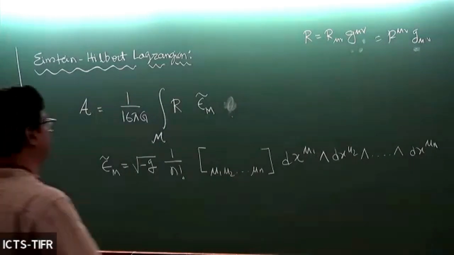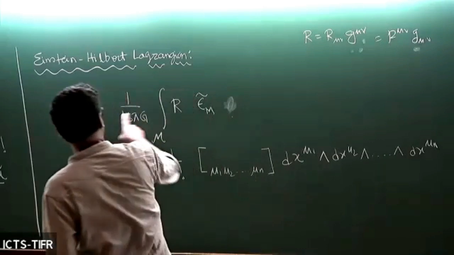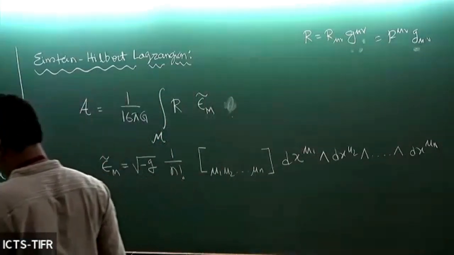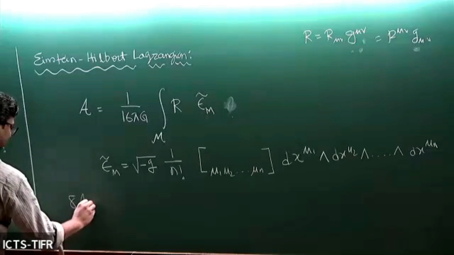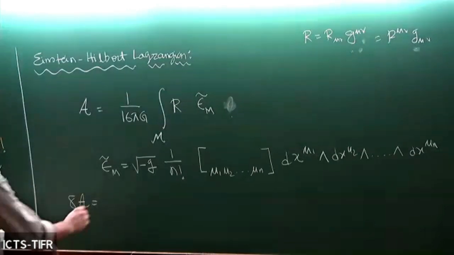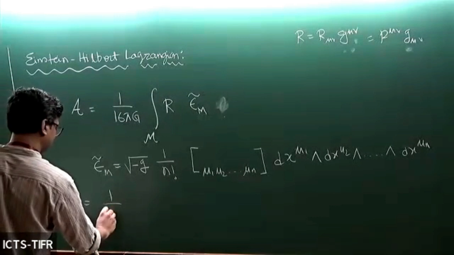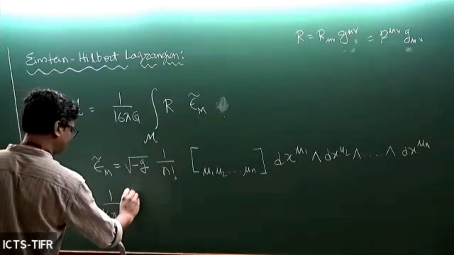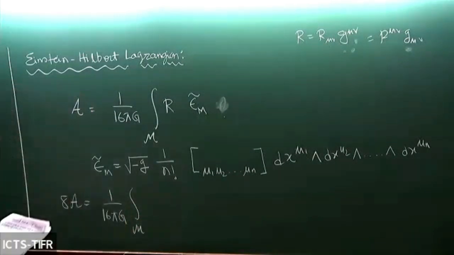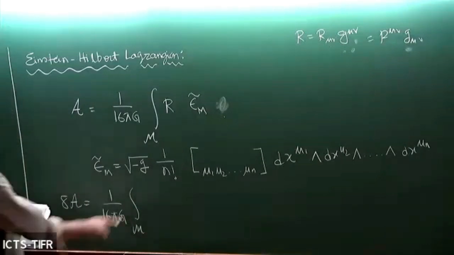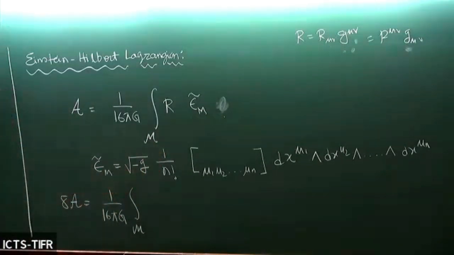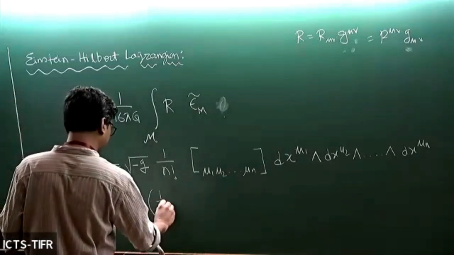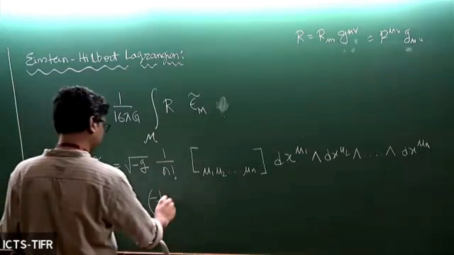So let's vary this action and see what the variation of this action will look like. So the variation of this action will be delta action. 1 by 16 pi G remains as it is. I'm not going to vary G. This is manifold. First variation will come in the square root of g, the manifold variation. And we all know the answer. I will write it because this is standard textbook stuff, with a minus sign.